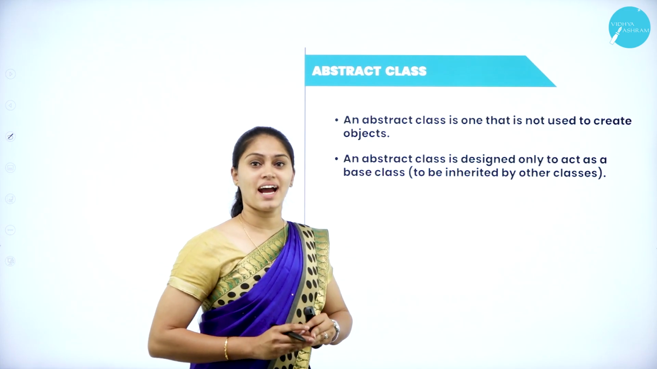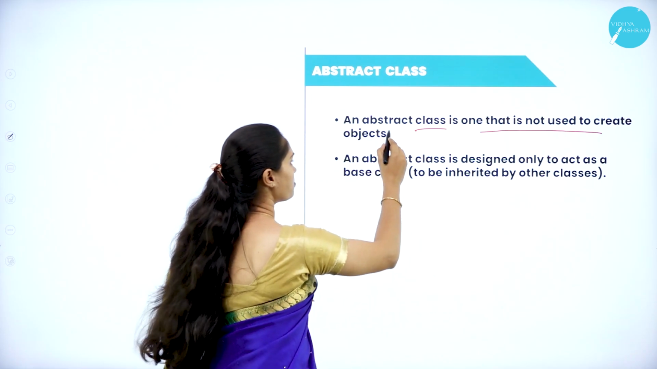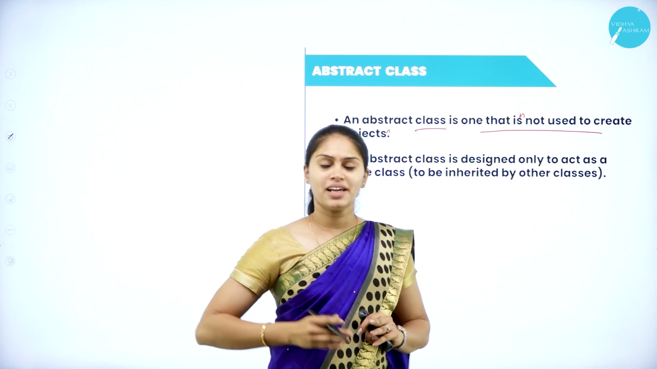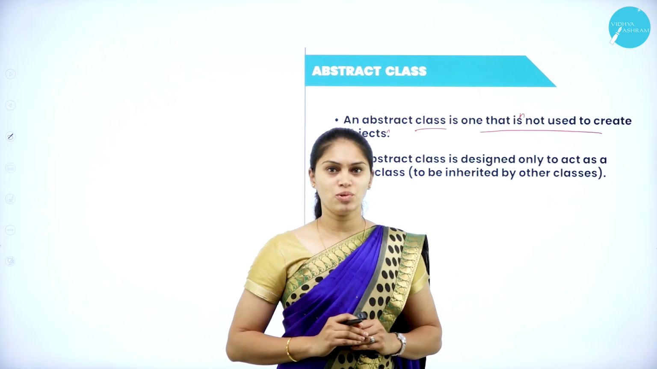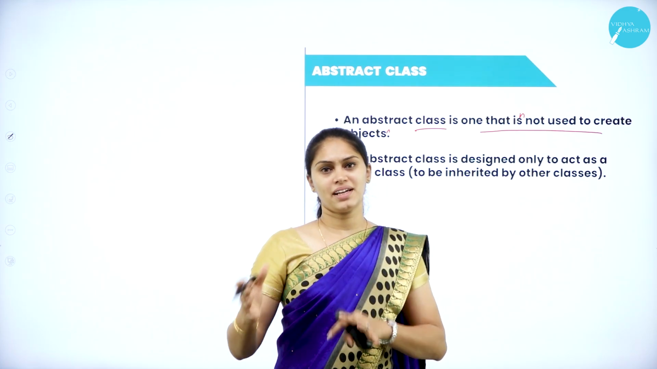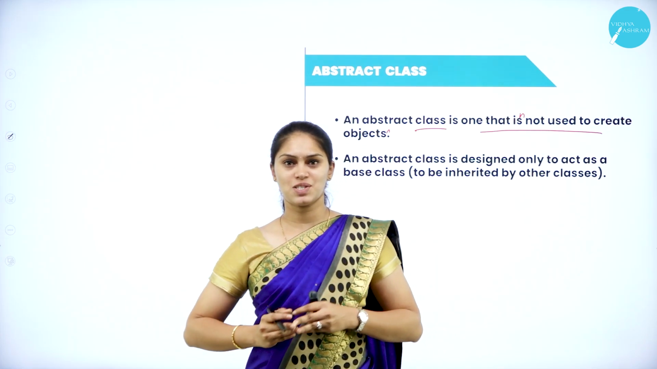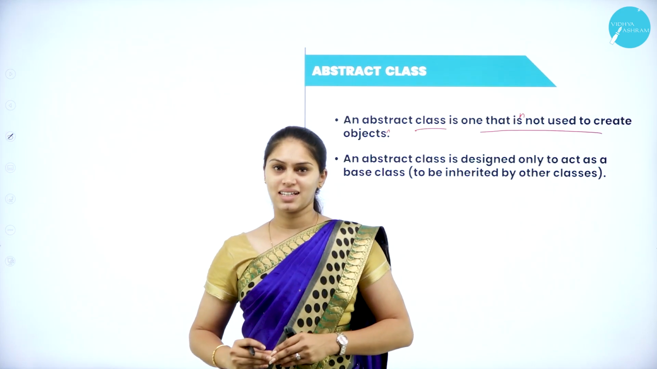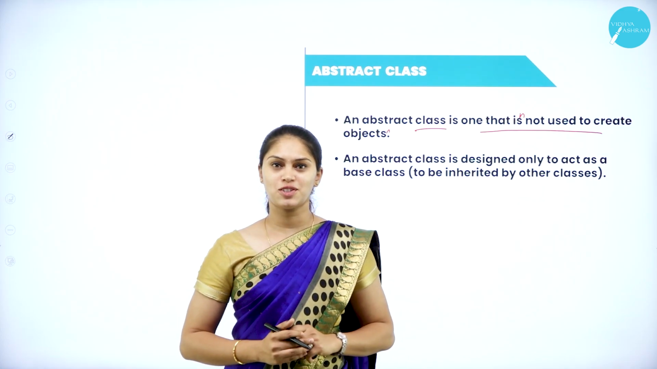So here you can see that an abstract class is a class that is not used to create an object. If I am not creating an object, that class will become a base class, which is going to act as a base class. So instead of creating an object for a particular class, if I make that a base class by making use of the abstract classes concept, then I am not able to create an object for that particular class. So this is all about abstract classes. We'll move on to the next topic.